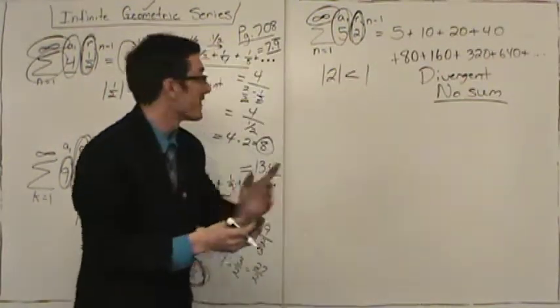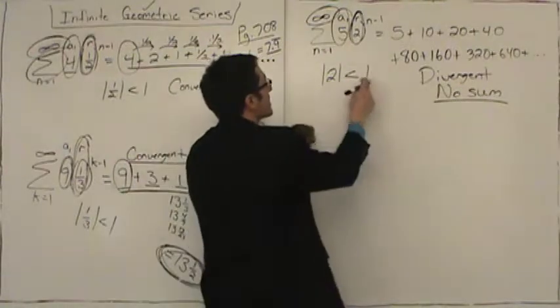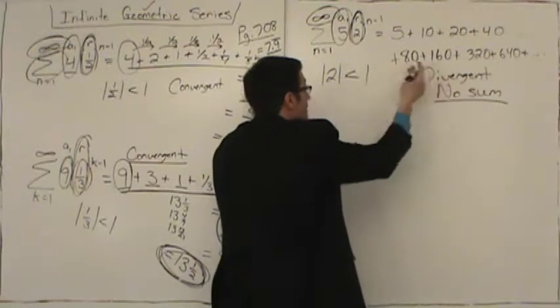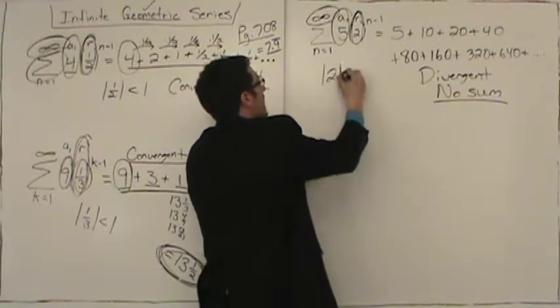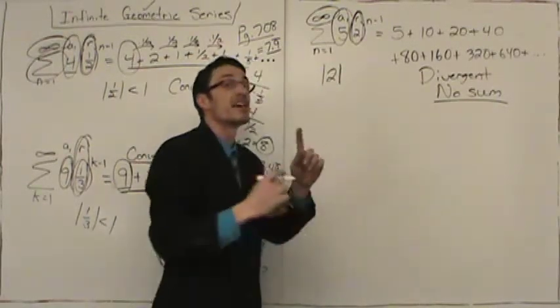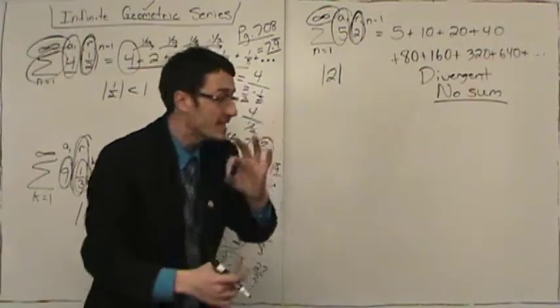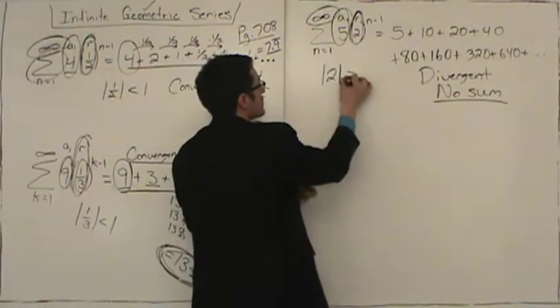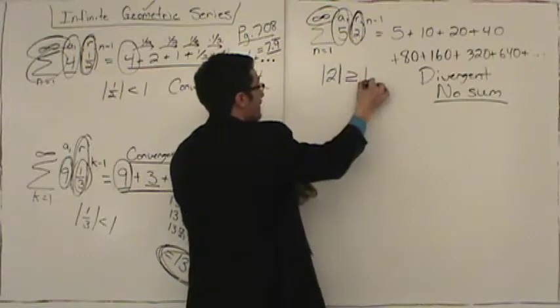Don't say less than 1. That's false. If it were less than 1, then it would be convergent. We state the complete opposite. What is the complete opposite of less than? Greater than or equal to. So on your tests and quizzes, you will state greater than or equal to 1.